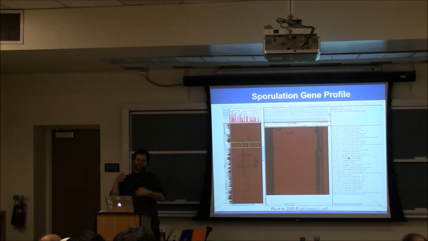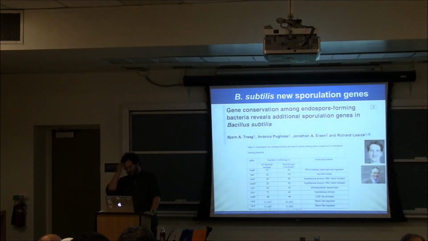But all of them were found in the same set of species that all the sporulation genes were found. This included many genes in Bacillus subtilis that had never been experimentally characterized. So we predicted that these genes would likely be new sporulation genes that had previously been undiscovered.